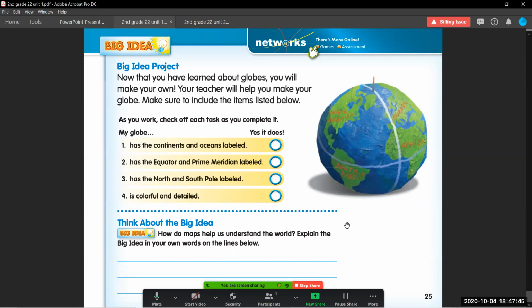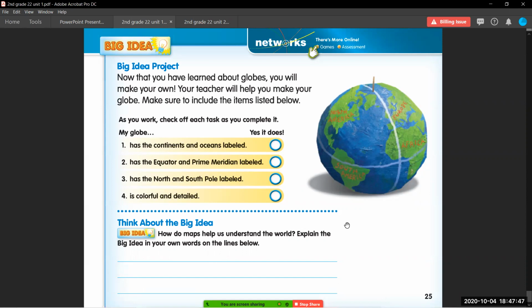Now, to turn this in, you just need to take pictures of all the sides of your project, as well as taking a picture or scanning and uploading this page to show your answer for your big idea question. Once you're done with that, we're going to get started on Unit 2.